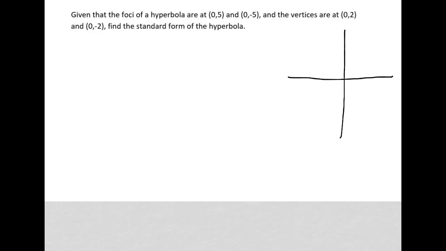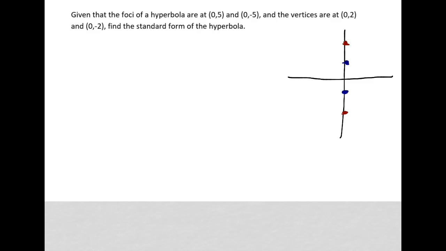So where are the foci? The foci are going to be at (0, 5), which is on the y-axis, and (0, -5). Foci are usually denoted using red. And where are the vertices? The vertices are going to be at (0, 2) and (0, -2).